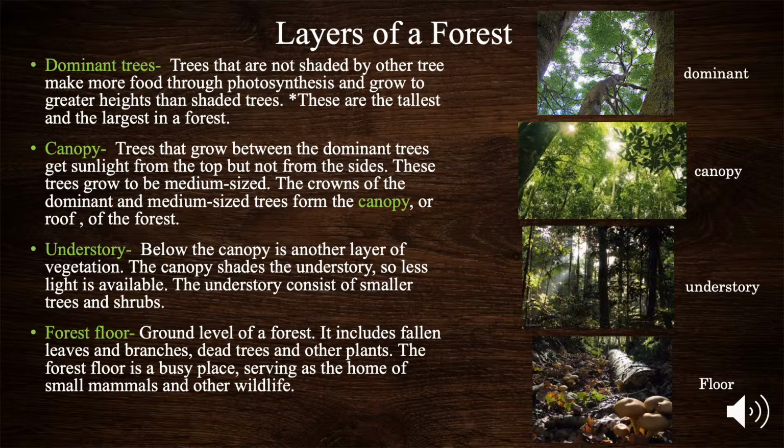Understory. Below the canopy is another layer of vegetation. The canopy shades the understory, so less light is available. The understory consists of the smaller trees and shrubs. Forest floor. Ground level of a forest. It includes fallen leaves and branches, dead trees and other plants. The forest floor is a busy place, serving as the home of small mammals and other wildlife.